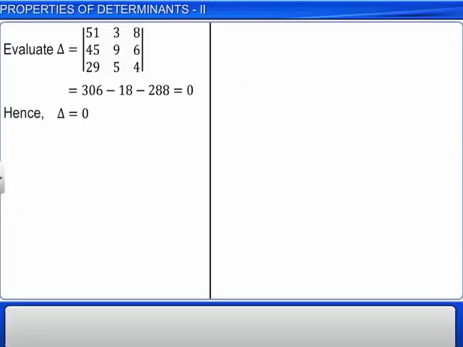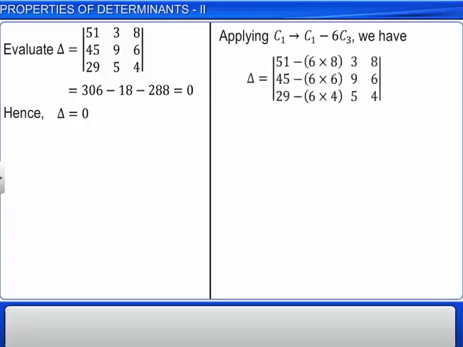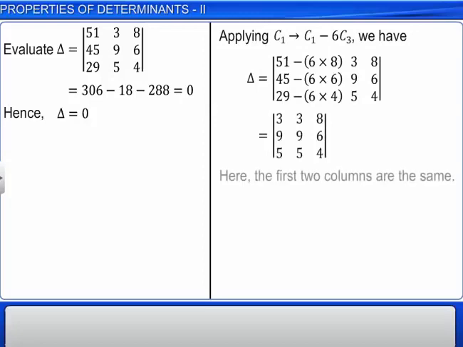Applying the column operation C1 goes to C1 minus 6 times C3, we get the determinant with its first two columns having the same entries. Now, by property 3, if two rows or columns of a determinant are identical, then its value is 0. Observe that either way, the result is the same. But with the help of properties of determinants, it can be simplified more easily.